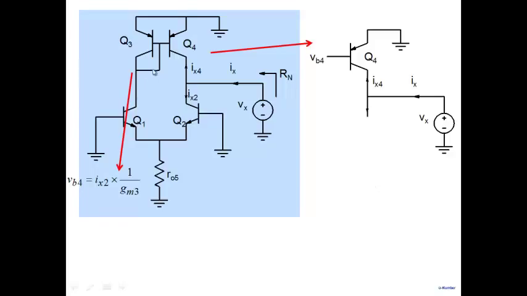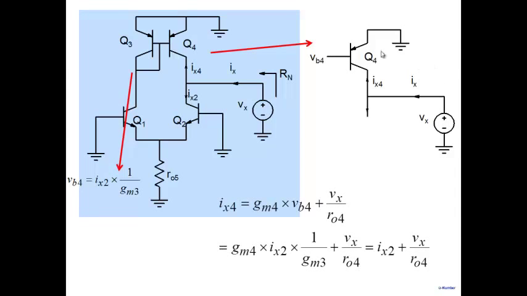Next, let's focus on Q4. If we come here, we note that whatever voltage was set up here, which was IX2 into 1 by GM3, the same voltage is going here. So now let's focus on Q4. The Q4 emitter is ground. The base voltage of Q4 is here, IX2 times 1 by GM3, and the collector is over here. We have applied Vx, and we want to know how much is IX4. So now this is a PNP transistor with a base emitter voltage of VB4. And so what current will flow through Q4?